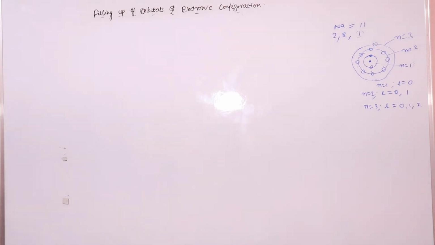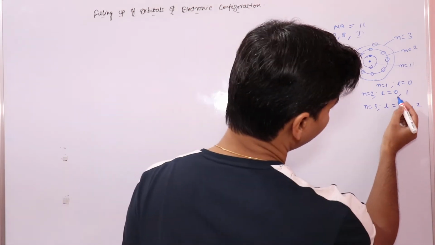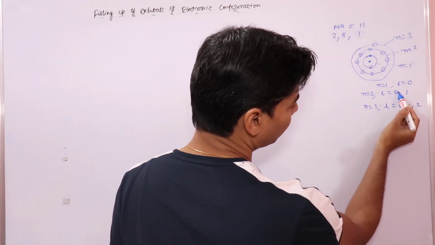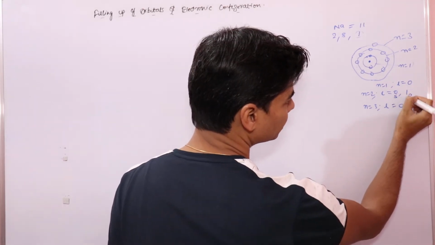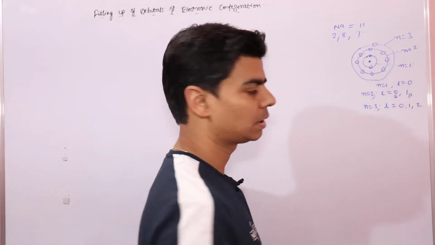So the principal quantum number tells you about the main shell, and the azimuthal quantum number, which is also known as orbital angular momentum, or subsidiary quantum number, defines the shape of the orbital. Or to be correct, it defines the 3-dimensional shape of the orbital. One more thing: this 0 represents s orbital, 1 represents p orbital.